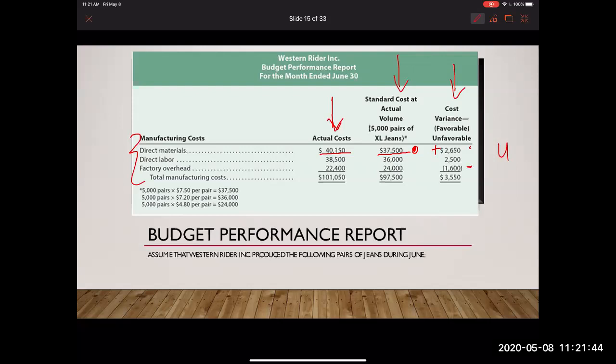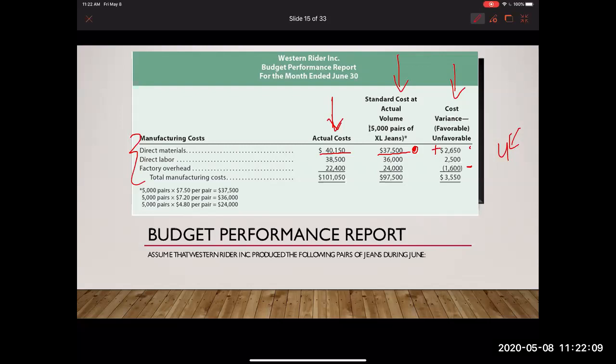Let's quickly go through direct labor. The same thing applies for direct labor. Our direct labor actual cost was $38,500. Our standard called for $36,000. So again, we went over our direct labor budget by $2,500, which is another unfavorable variance.